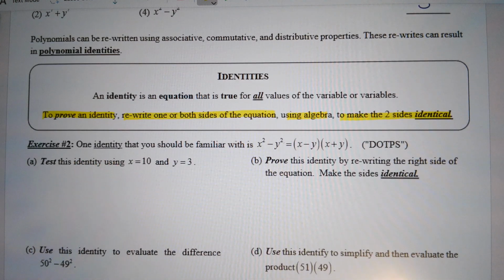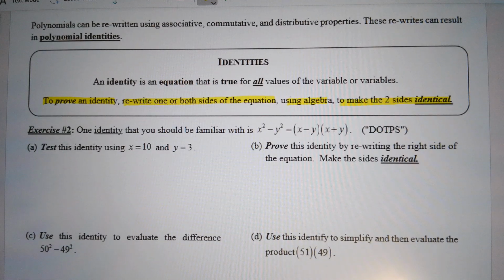One identity that we're already familiar with is x squared minus y squared equals x minus y times x plus y. This is the difference of perfect squares, which factors into x minus y times x plus y. Test this identity using x equals 10 and y equals 3.